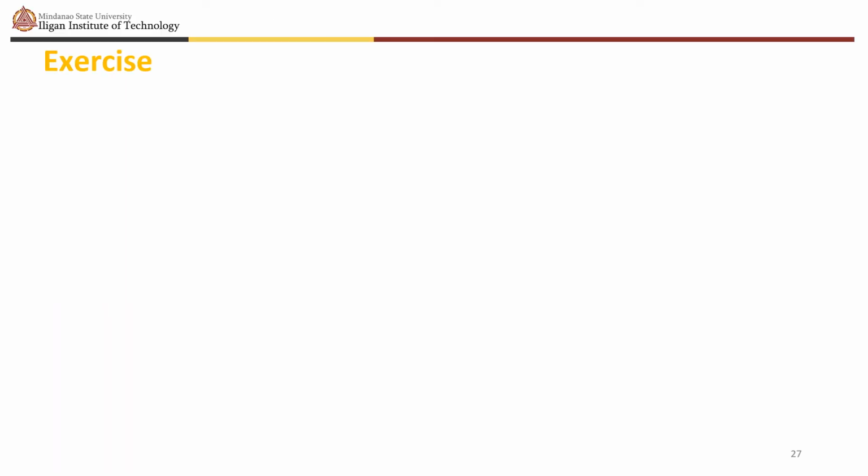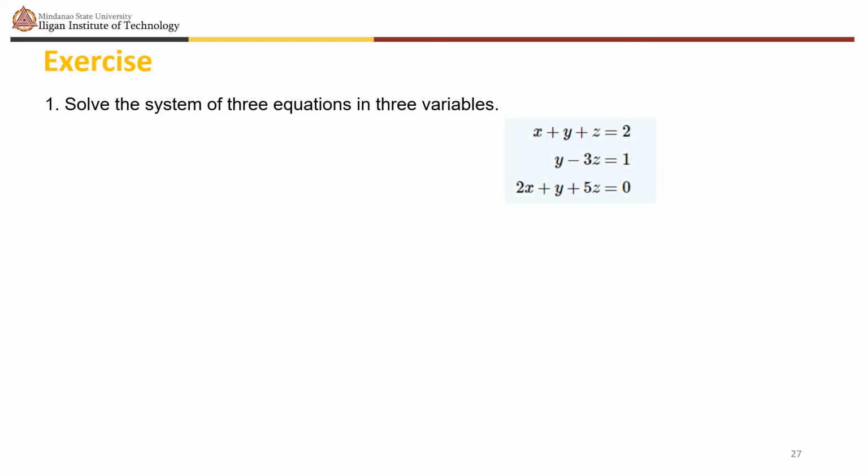So for our exercise, we have the following. We're asked to solve the system of three equations in three variables. That is x plus y plus z is equal to 2, y minus 3z is equal to 1, 2x plus y plus 5z is equal to 0. The answer is given here. You can solve the exercise later on.